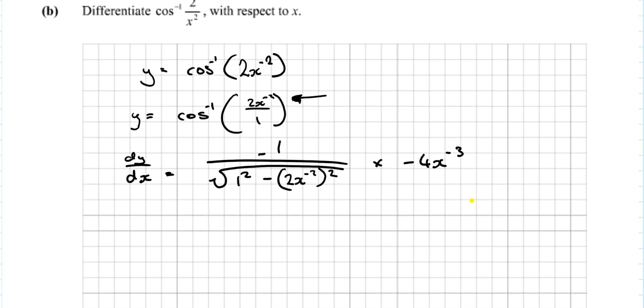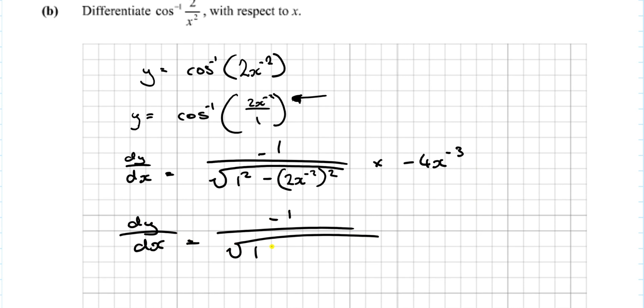Tidy that up a little bit. dy dx is equal to minus 1 all over the square root of 1 minus 4x to the minus 4, multiplied by minus 4x to the minus 3. Now to explain where that's coming from, it's 2 by 2, which gives you the 4, and it's x to the minus 2 by x to the minus 2, which will give you x to the minus 4.